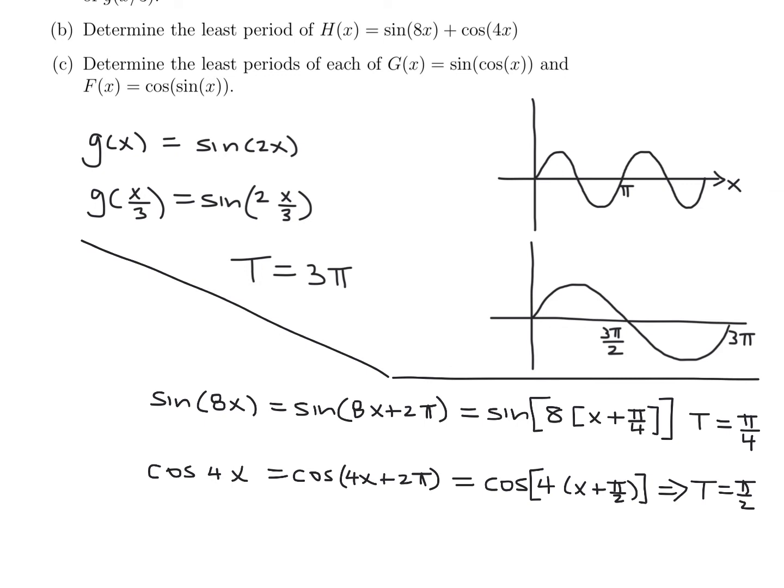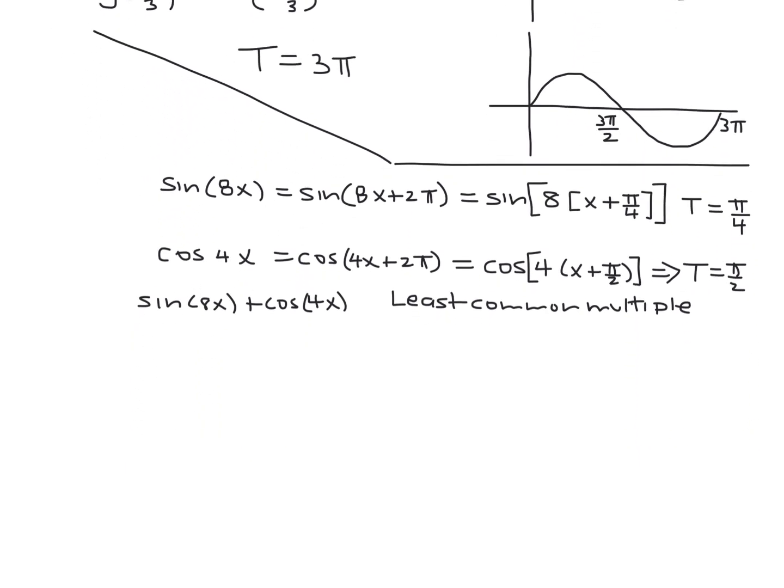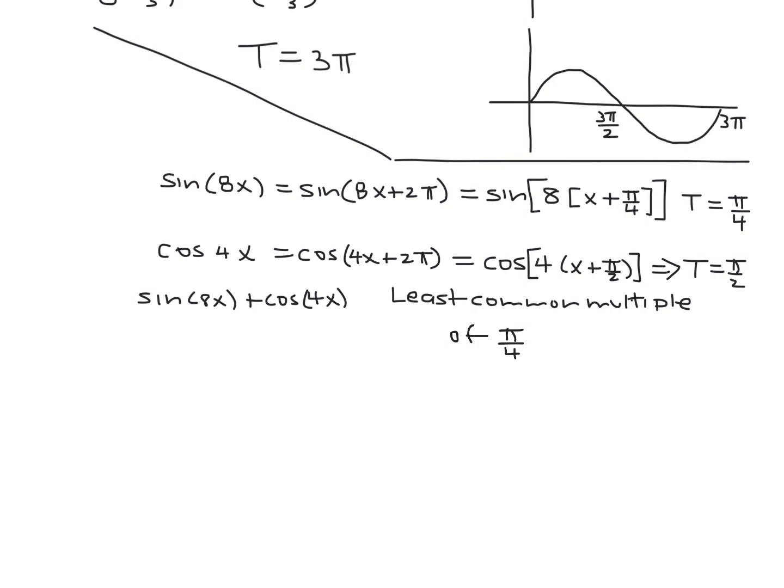Okay, so I guess the period of the sum, which is sine of 8x plus cos of 4x, that is the least common multiple of the two periods. So in this case, the two periods are pi over 4 and pi over 2. So the least common multiple of those two is pi over 2. So that would be the least period of that sum.